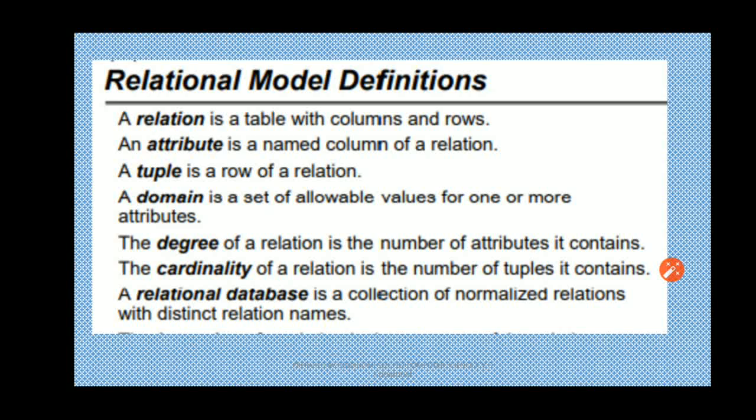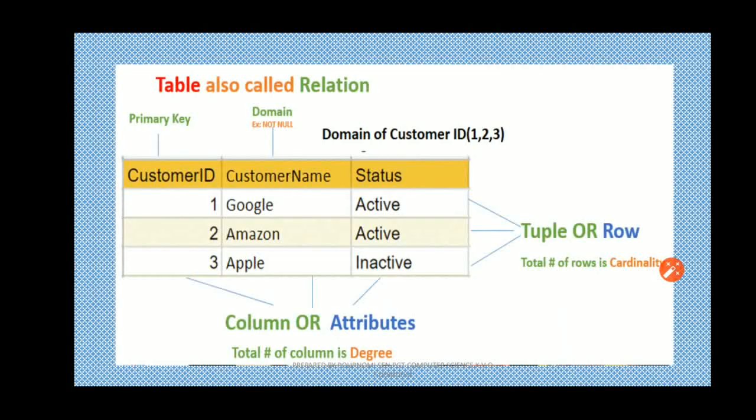What is a domain? A domain is a set of allowable values for one or more attributes. So here you see domain of customer ID. What is customer ID? This is an attribute. In customer ID, what are the values that we are having? We are having 1, 2 and 3. So these are the allowable values. So domain of customer ID, as you can see, it is written here. Domain of customer ID is 1, 2 and 3.